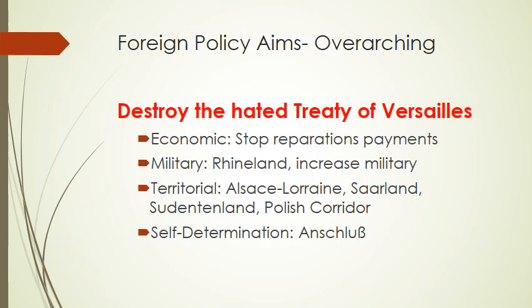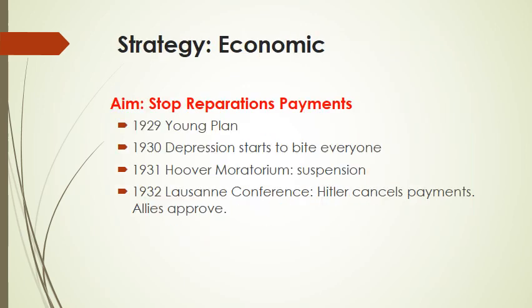Let's now look more carefully at how each of those was achieved. In terms of foreign policy, the economic strategy was centred around stopping the reparations payments. As you know, the Young Plan of 1929 had renegotiated German debts to make them more manageable, but the facade of the golden years could not hold in the face of the Great Depression.